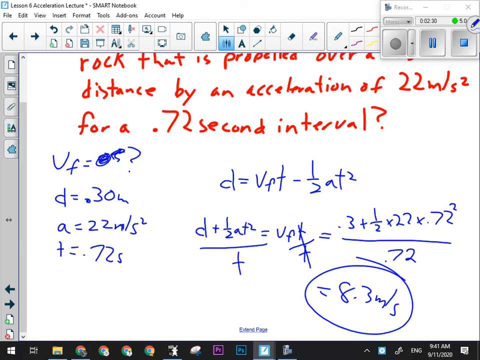Everybody all right with that one? The trick here is to write down your givens, so you can figure out what formula it is you have to use.